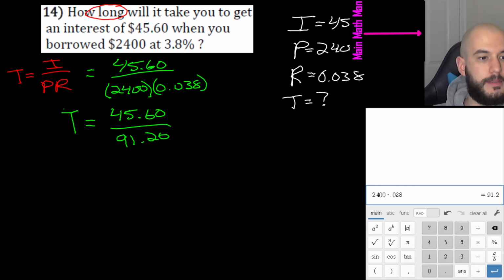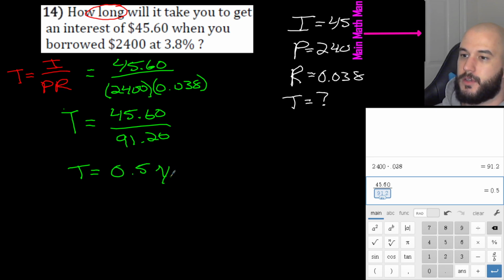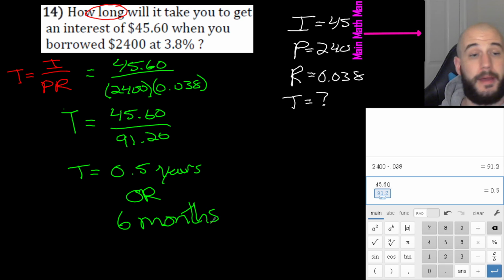So all right, let's make a new line, and let's say 4560, and let's divide it by that previous answer we had. And so yes, it will take half a year, and so just as long as it did to take this problem, we'd say it takes 0.5 years, or you could say again, that's 6 months, just like the warm-up had.